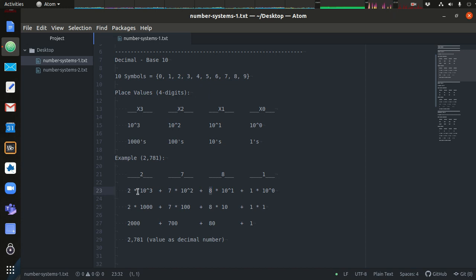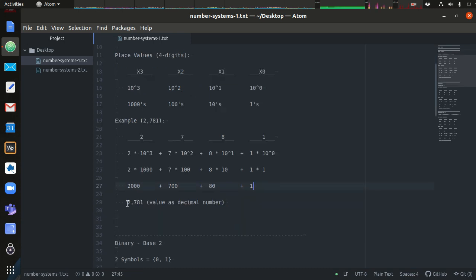So this down here, I'm just simplifying the place values, right? That's the 1,000. This is the 100s. This is the 10s. This is the 1s, right? And then I'm doing the multiplication, right? So this is 2,000. 7 times 100 is 700. 8 times 10 is 80. And 1. And if we add all of those up, we get 2,781, right? Now, admittedly, that's back where we started, and it seems kind of pointless, but you'll see why this is useful when we move on to the next base.